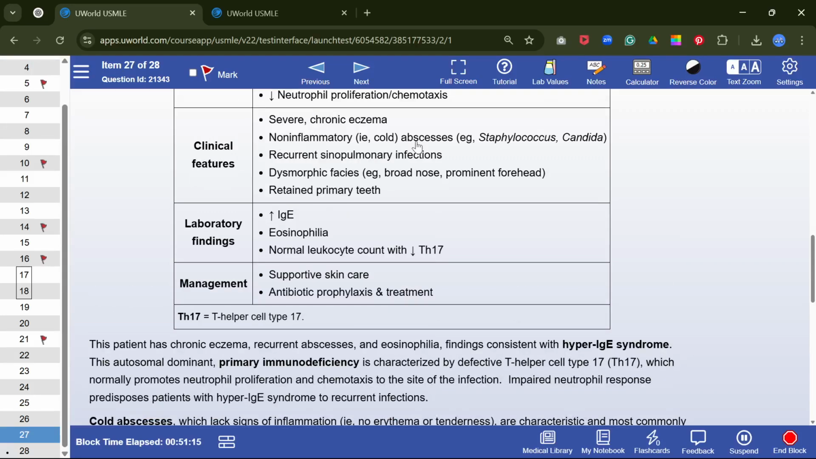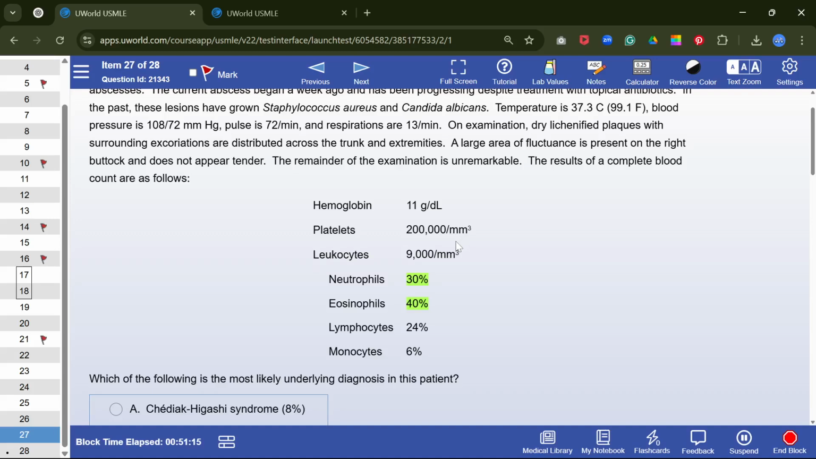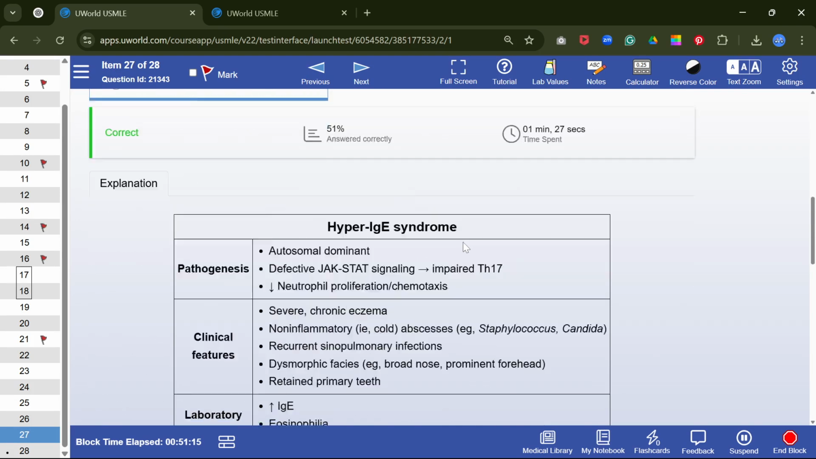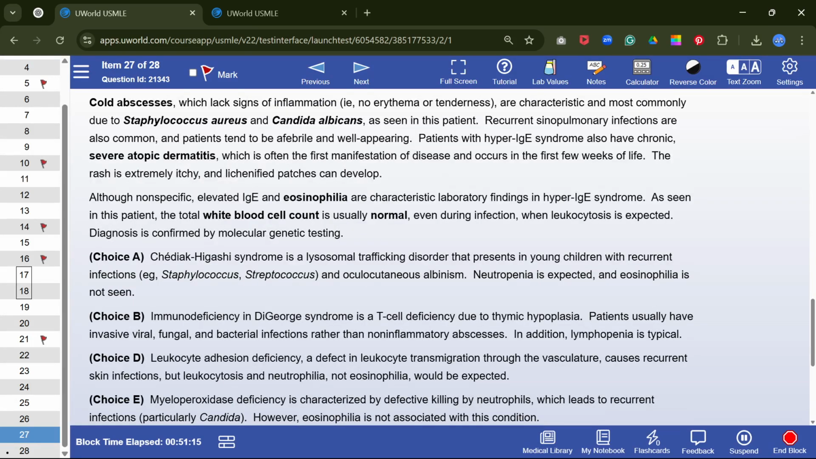There are two important findings here. One is the eosinophil count. Eosinophil count is high, neutrophil is low. So, eosinophilia and low neutrophil. Chediak-Higashi can cause neutropenia, but eosinophilia is not seen in Chediak-Higashi syndrome. And there is oculocutaneous albinism in Chediak-Higashi.